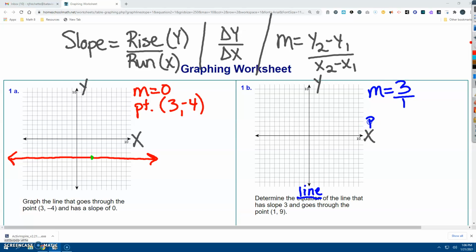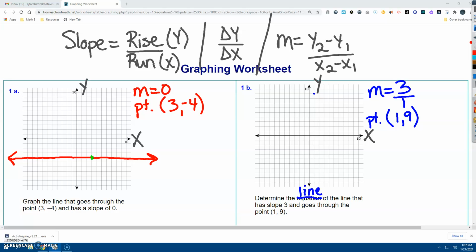And then our point is (1, 9). So we're going to graph the point (1, 9). If we do that, we're going to go over 1 and up 9. 1, 2, 3, 4, 5, 6, 7, 8, 9. Our point's right there. So what we're going to do now is we got to go up 3 over 1. However, when we look at this, can we rise 3 and still be on the grid and go to the right 1? No, we can't. So we got to reverse it.